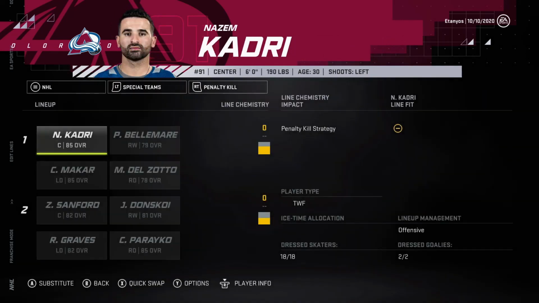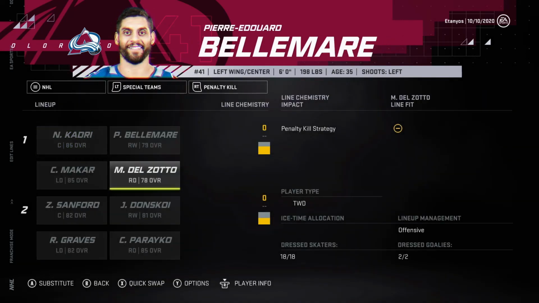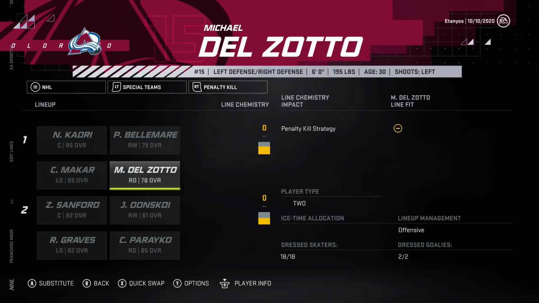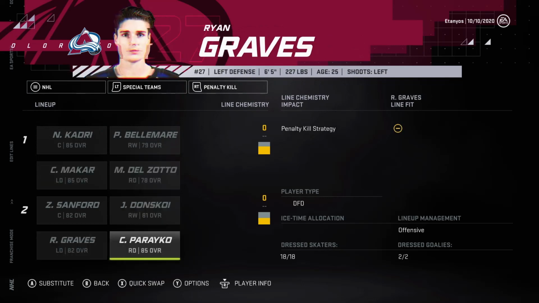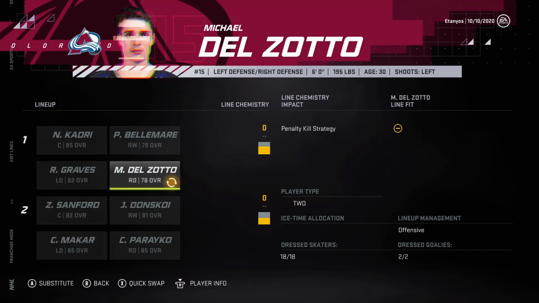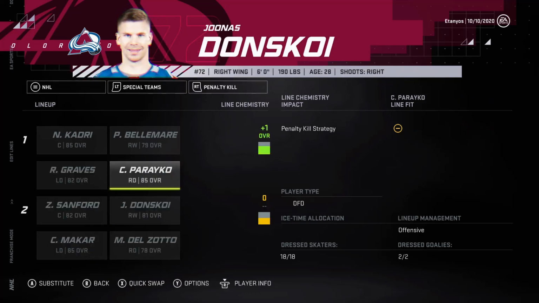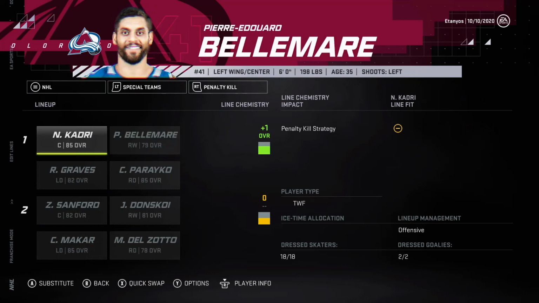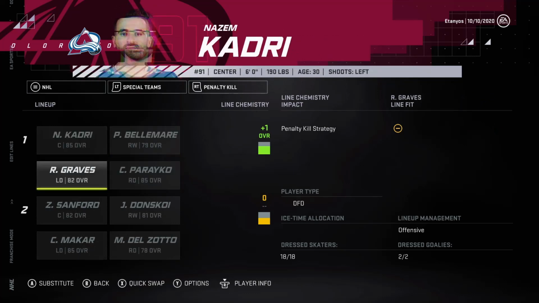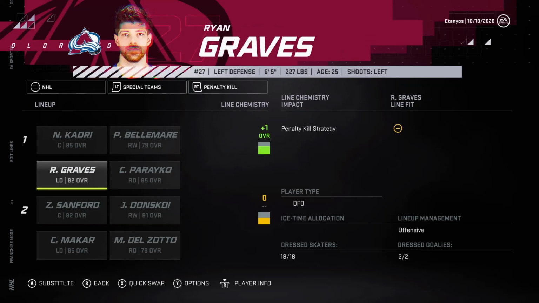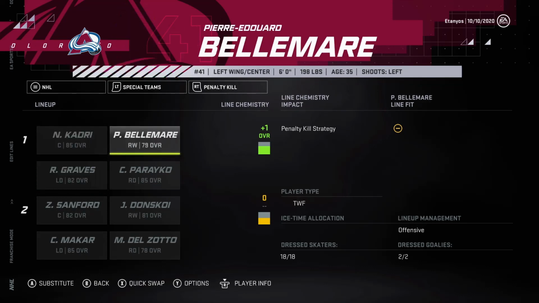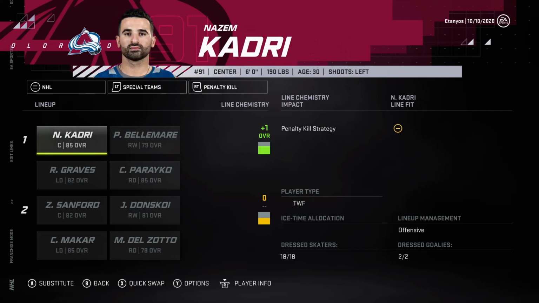Now on to the penalty kill, and the penalty kill is a lot different, I have to say. So unfortunately, this is not exactly the most ideal penalty kill as far as chemistry goes. So let me get explaining this to you guys. By the looks of it, we've got absolutely nothing going on here with chemistry. Everybody is on an average chemistry strategy fit, which is too bad.